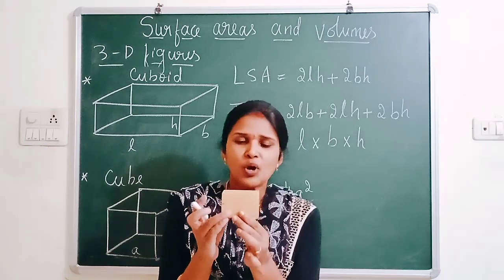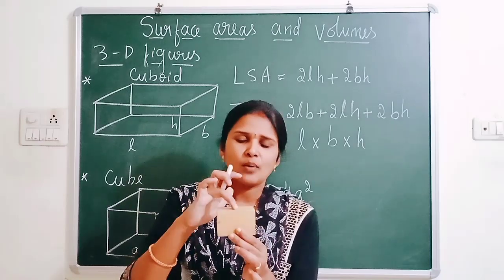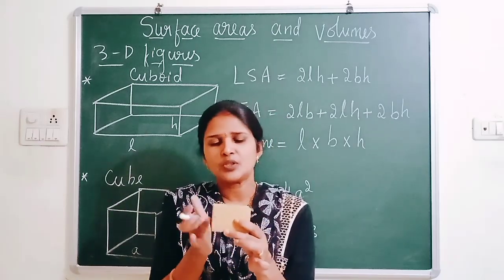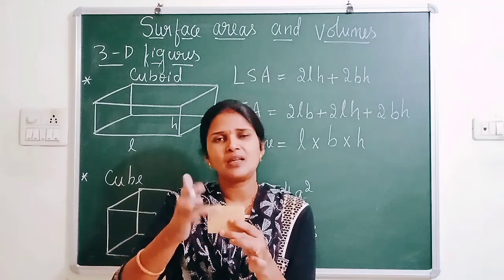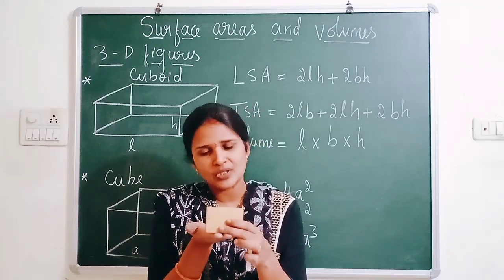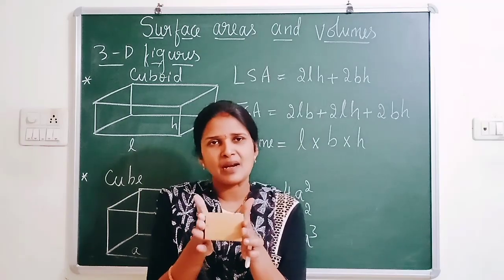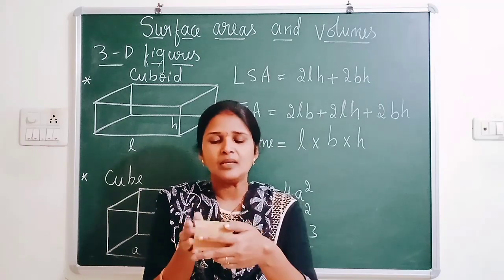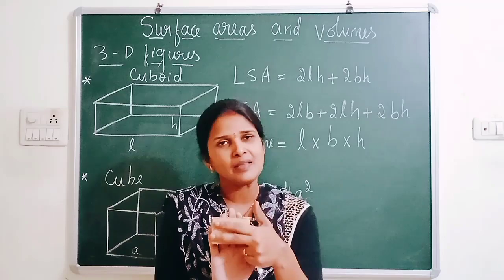And you know, a cuboid has 6 faces: the top face, the bottom face, these two side faces and these two other opposite faces. This face and this face are parallel to each other, and these two faces are parallel to each other and they are equal, and these two faces are parallel to each other and they are equal.